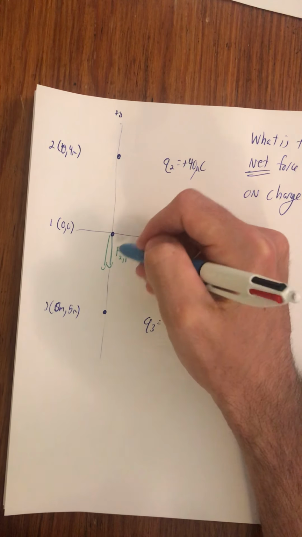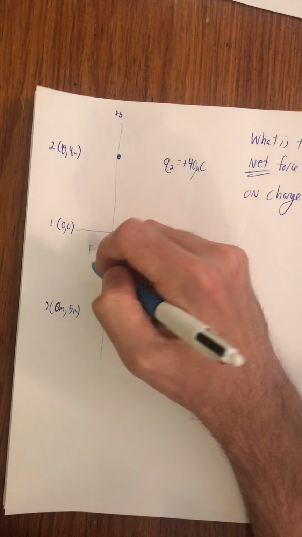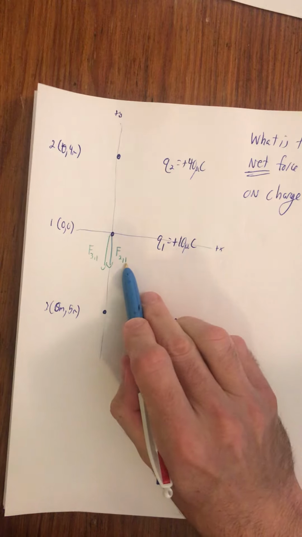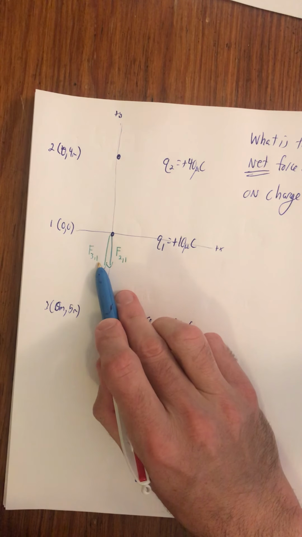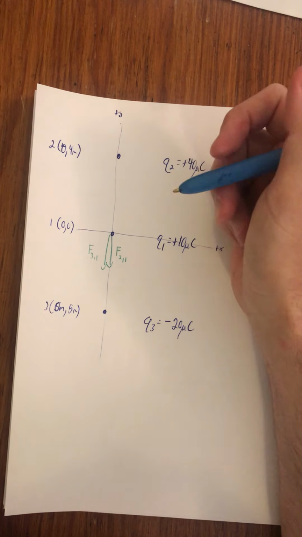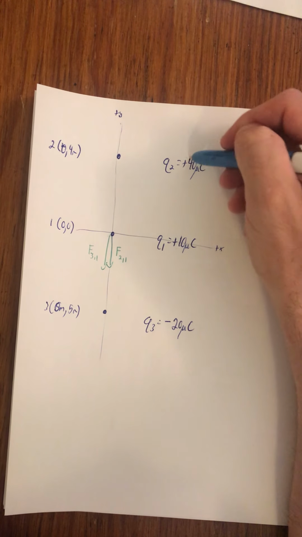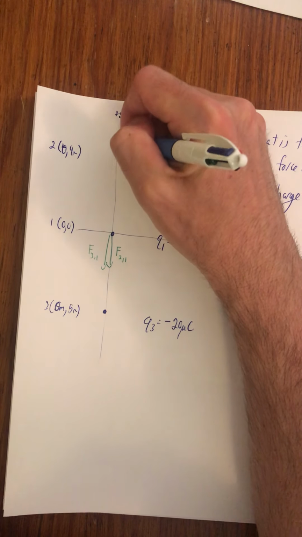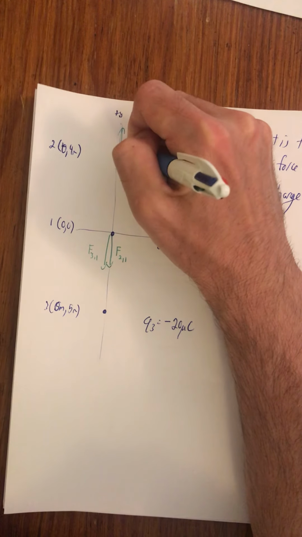I probably should draw it straight down, but I didn't want to do it over the same thing. 3 on 1. Notice both those subscripts are something on 1 because I only care about 1. While we're at it, let's actually just look at all of them just for fun. Object 2. Well, 1 acts on 2, same flavor, therefore it repels. So there is the force of 1 on 2.